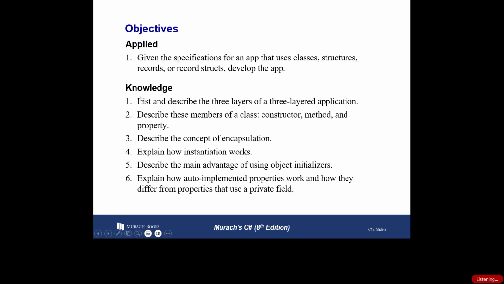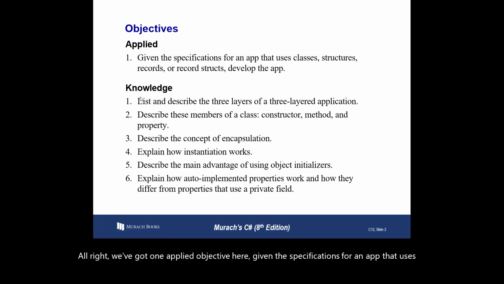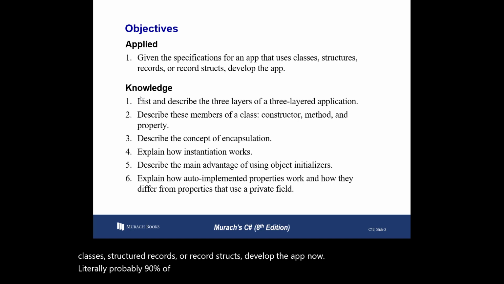All right, we've got one applied objective here. Given the specifications for an app that uses classes, structures, records, or record structs, develop the app. Now, literally, probably 90% of this chapter is on classes, if not more. Just at the end, they go through structures, records, and record structs.